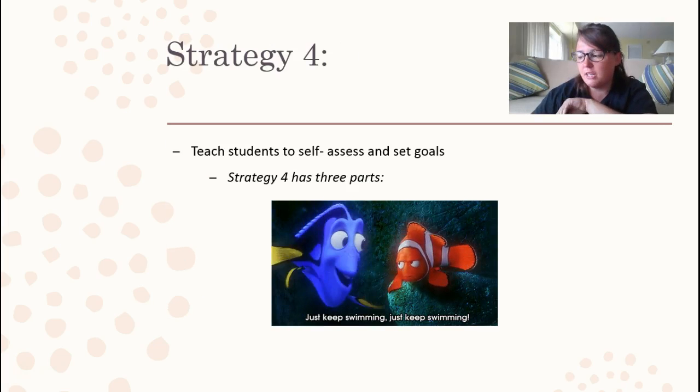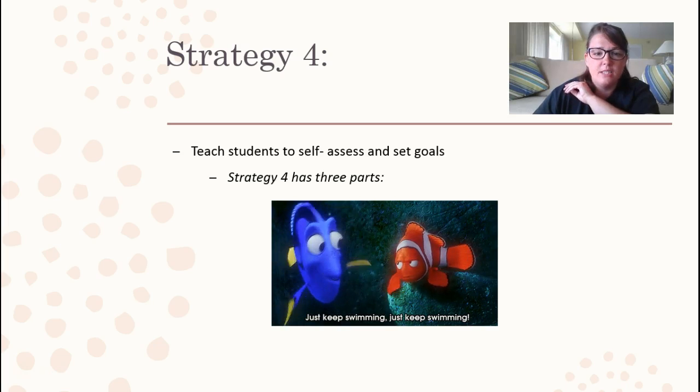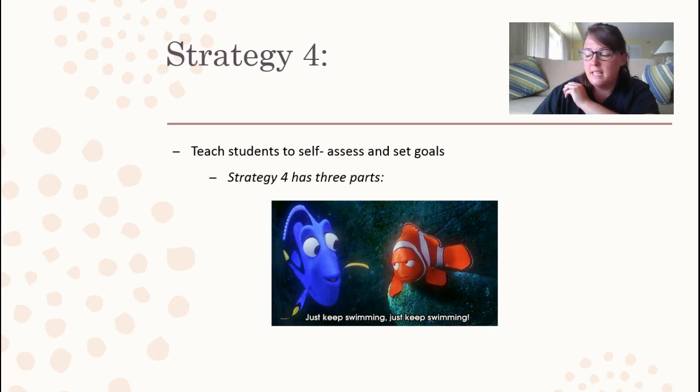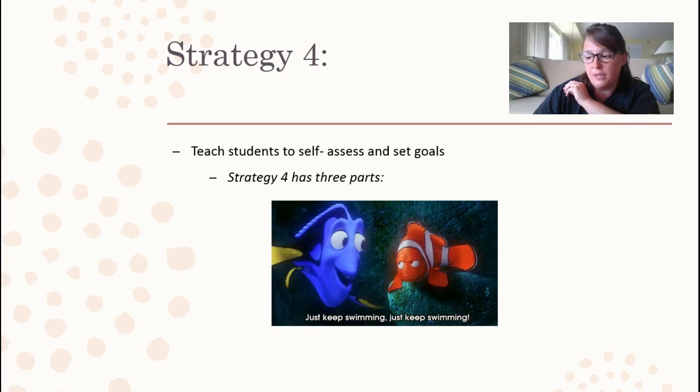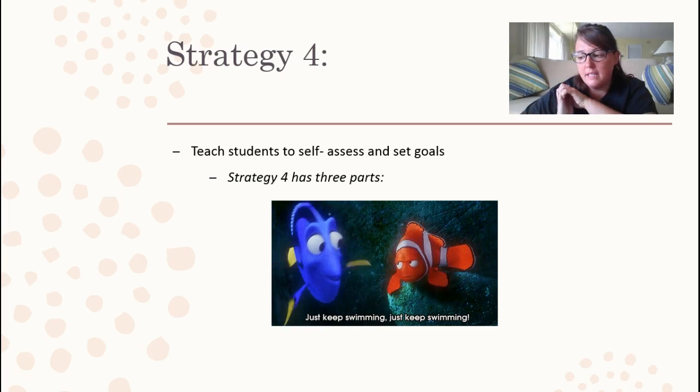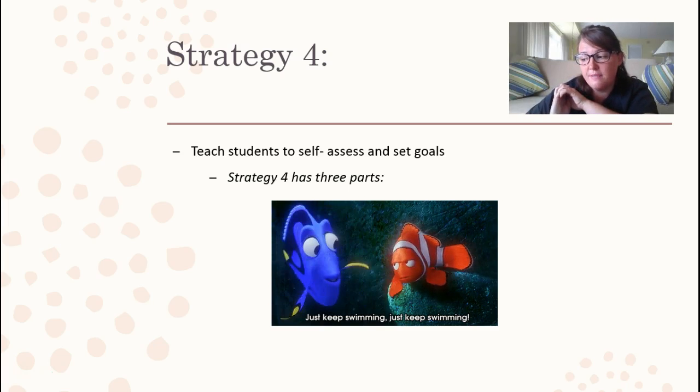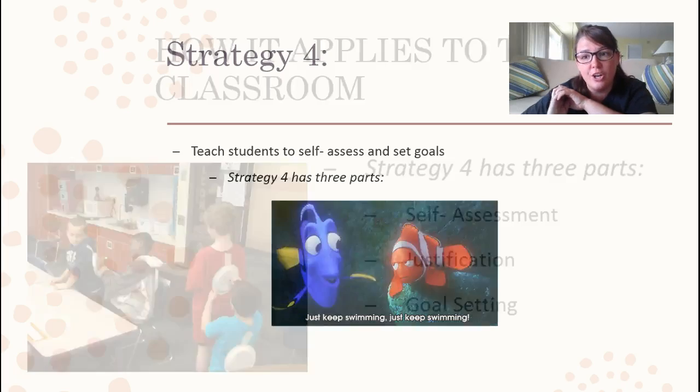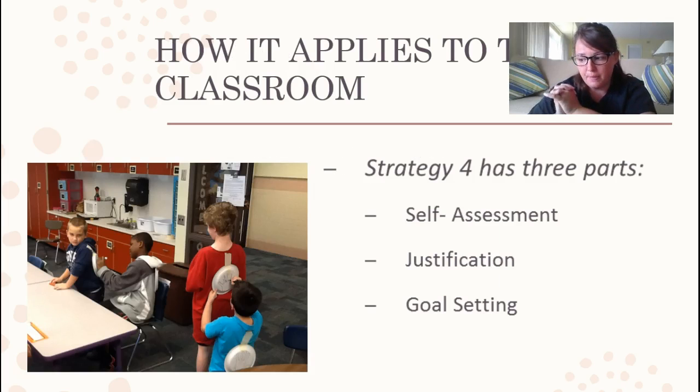Strategy number 4, teach students to self-assess and set goals. Strategy number 4 has 4 parts. Now that students were able to discuss and receive feedback, we want to make sure that they set targets for their learning goals. When students self-assess, they set goals and develop an internal sense of control of the conditions for their success. They'll want to self-assess, make justifications, and set goals.